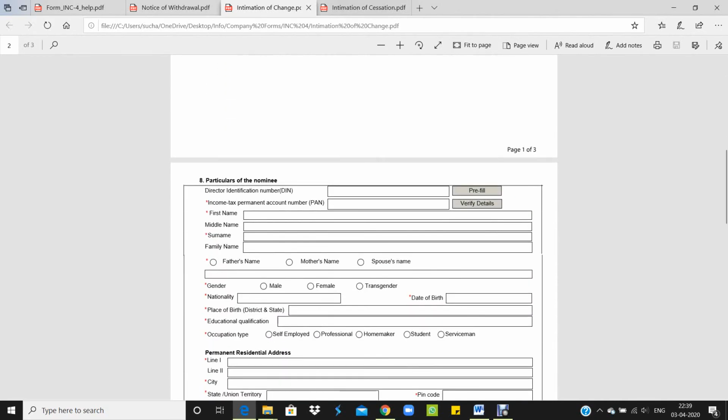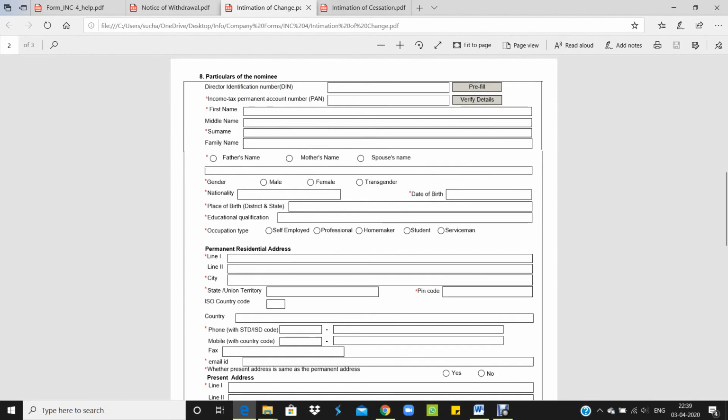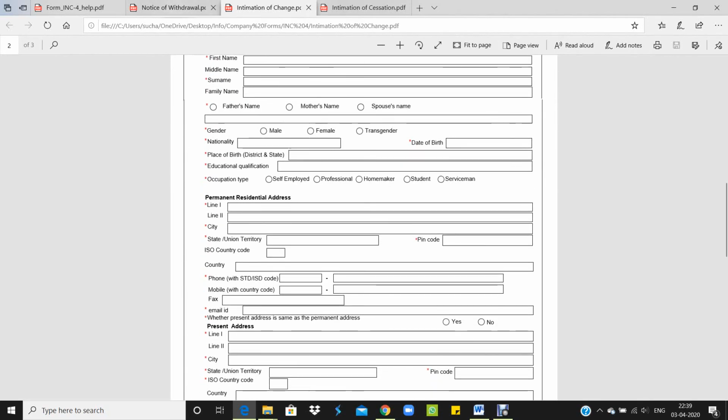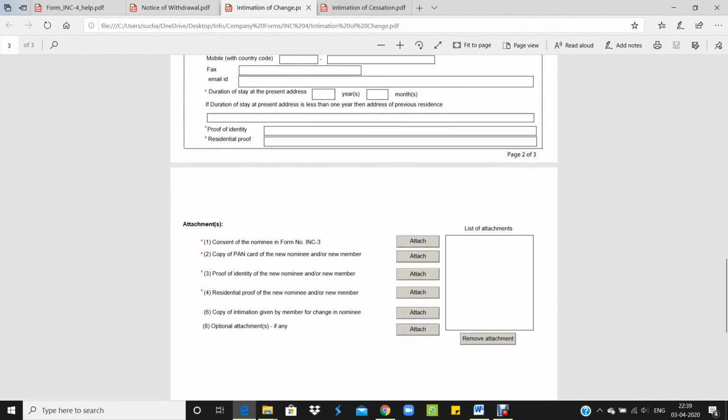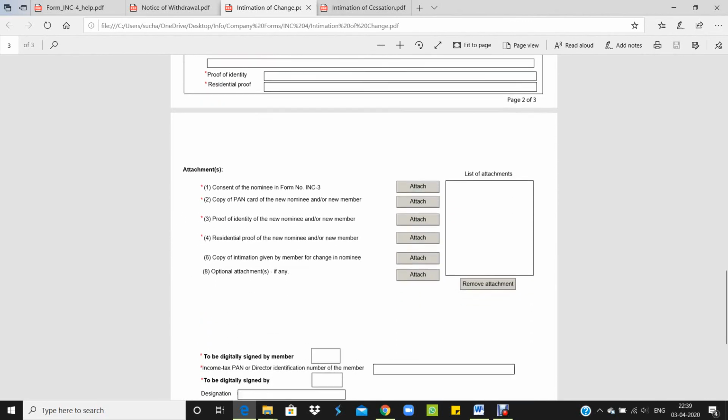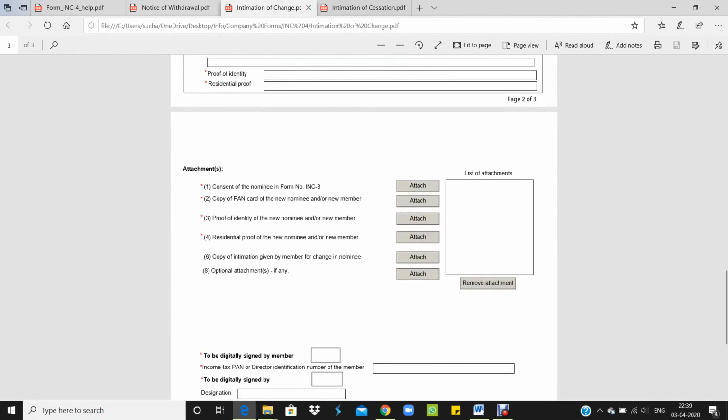In this case also, there will be a new nominee. So the new nominee details have to be filled, as we learned in the previous option. The attachments are also the same: consent of nominee in Form INC-3 has to be taken from the new nominee, and a copy of the PAN card of the new nominee, proof of identity of the new nominee, and residential proof of the new nominee. Along with that, a copy of the intimation given by the member for change in nominee.